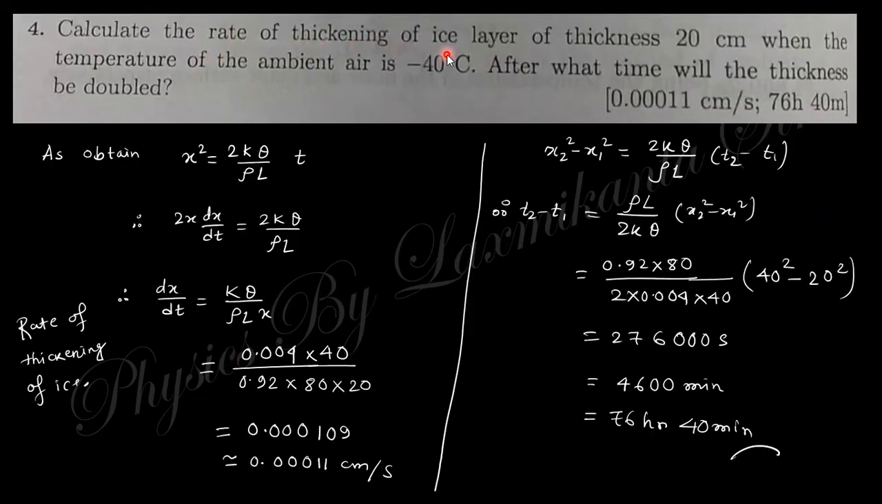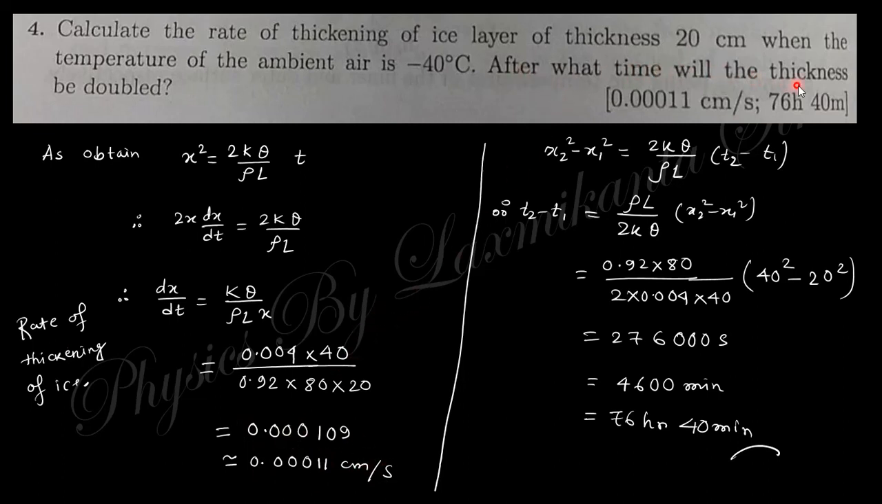Calculate how fast the thickness of the ice layer will increase when the layer thickness is 20 centimeters and the ambient temperature is like that. We use the same equation we obtained before. Taking the derivative with respect to time, we get this. So dx/dt is the time rate at which the thickness is increasing, right? dx/dt equals kθ by ρL x. Put in this value and we get this equation.